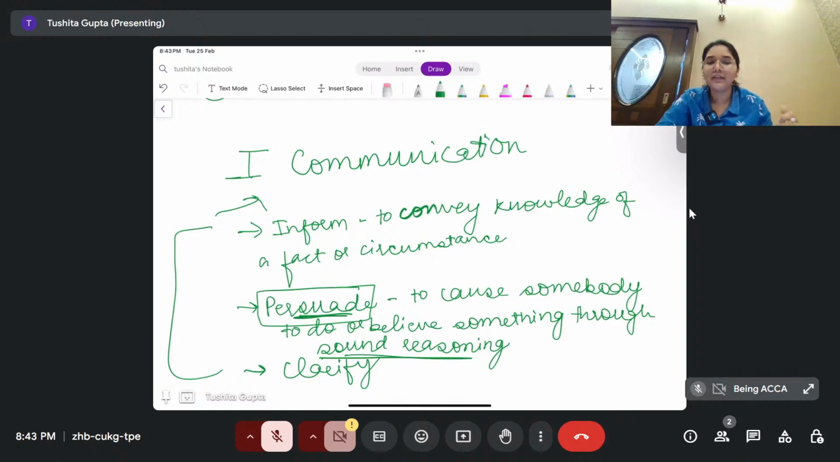Are we all good with the verb persuade? Should I move ahead to clarify? I'm waiting for your responses. Should I move ahead to clarify now?